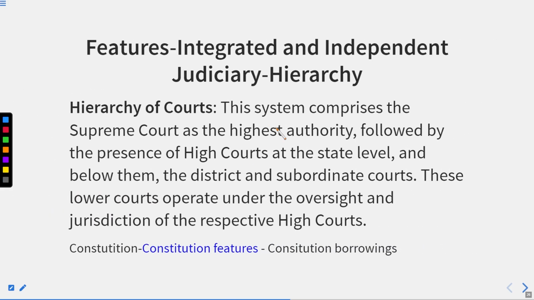Thereafter, hierarchy of the courts. The system comprises the Supreme Court as the highest authority. Thereafter, the high courts at the state level, and below them, the district and the subordinate courts at the district or the ground level. These lower courts operate under the oversight and jurisdiction of the respective high courts within the state and the high courts under the Supreme Court. That's what we have discussed now. All right.